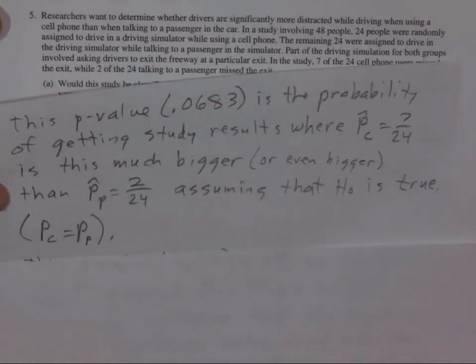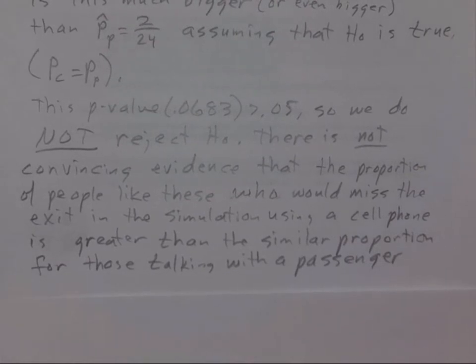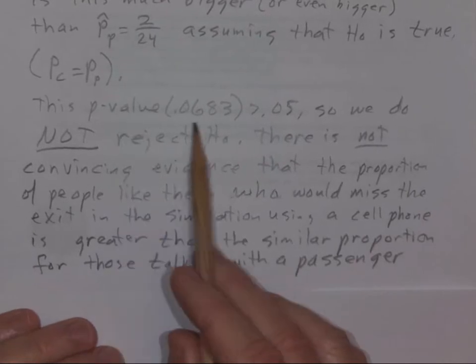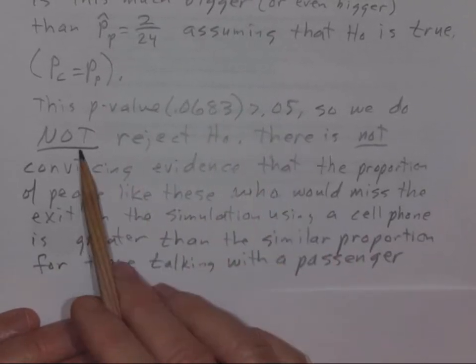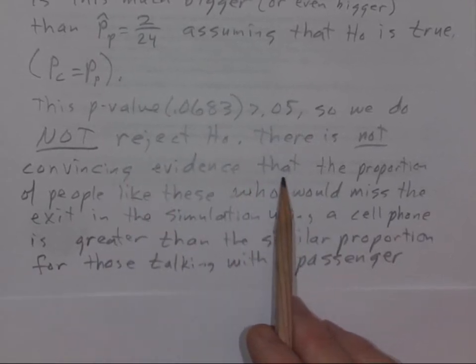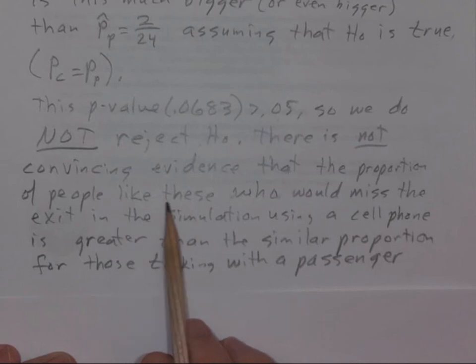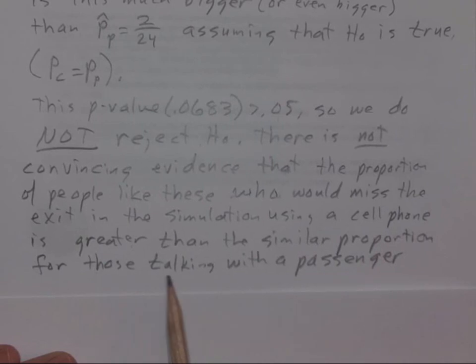Then drawing the conclusion from the p-value is to make a decision to reject or fail to reject the null, and then say whether you have convincing evidence for the alternative. Here's our conclusion: this p-value is greater than 0.05, so we do not reject the null. There is not convincing evidence that, and then you restate the alternative, the proportion of people like these who would miss the exit in the simulation using a cell phone is greater than the similar proportion for those talking with a passenger.